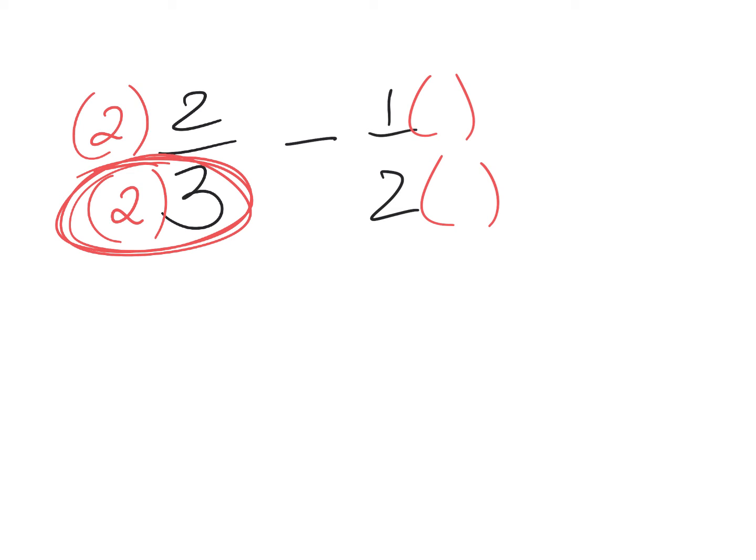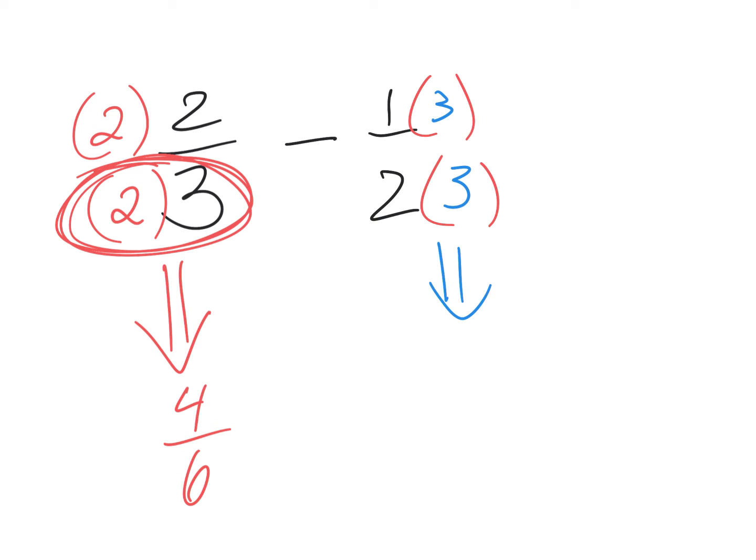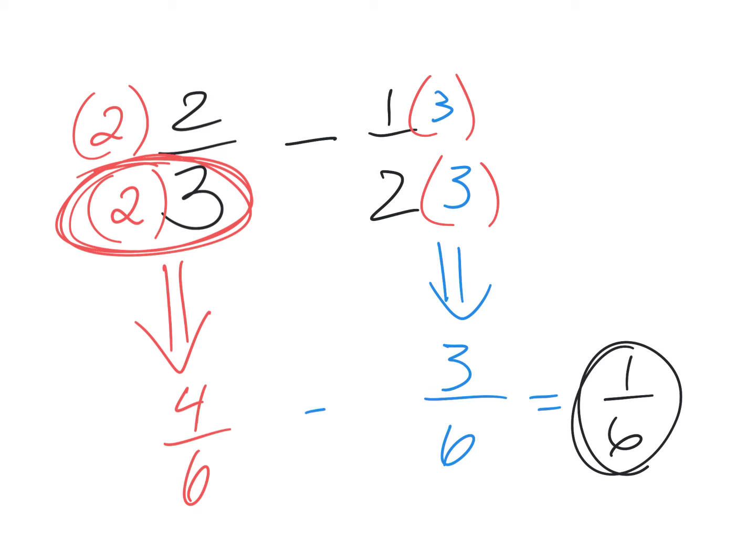Annabelle Fung, tell me how to finish this. I now get what for this? 4/6. Very good. And then Annabelle on the other one, I should not multiply by 2. I should multiply by what? 3. Yeah, if I multiply by 3/3, what do I get? 3/6. And 3/6 is the same as 1/2, which makes sense. And then I subtract. Annabelle, final answer. 1/6. Yep. Now, why are we doing these?